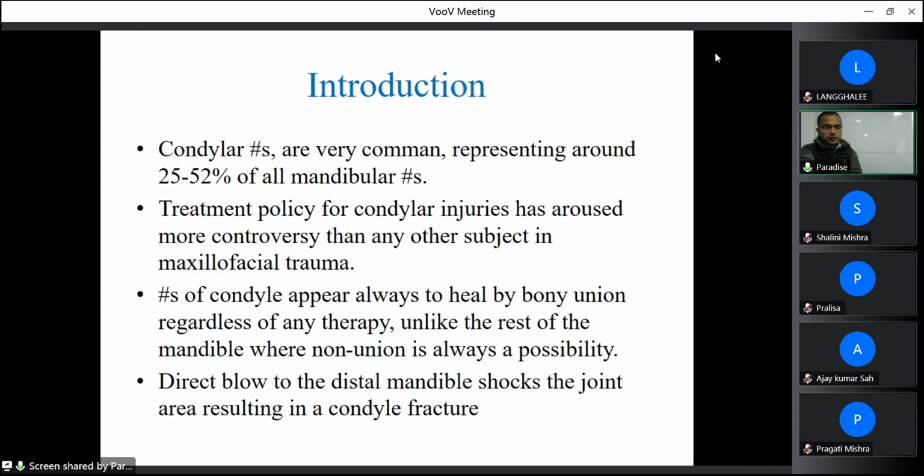A direct blow to the distal mandible shocks the joint area, resulting in a condylar fracture. Unlike other fractures in the mandible like symphysis, parasymphysis, or body fractures, where there is direct trauma, in case of condylar fracture, almost in all cases there is indirect trauma. So whenever there is trauma in the symphysis or parasymphysis region, it will lead to a fracture in the condylar neck region or subcondylar fracture.